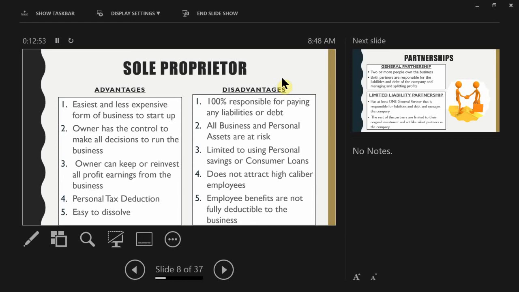You're very limited on what you can do, and you're fully responsible for every decision that you make, whether it's a good decision or a bad decision. Okay? Any questions in regards to sole proprietors?